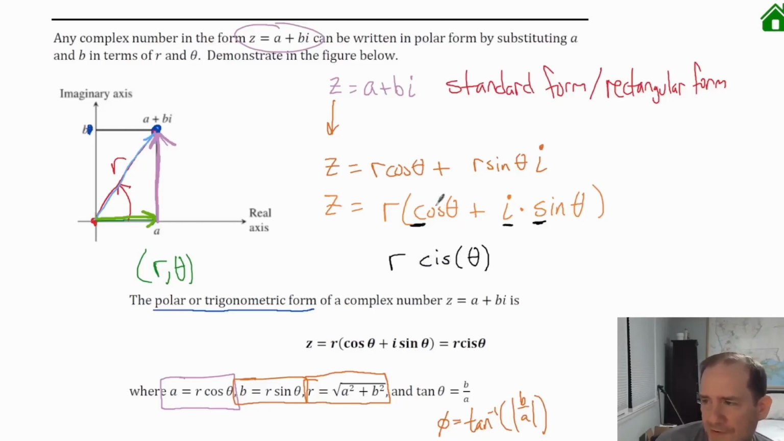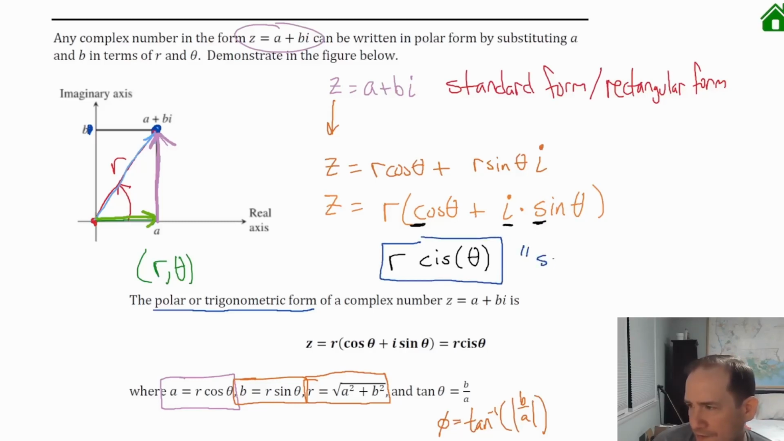And again, don't get caught thinking that cis is some new trigonometric function. It's not. There's still only 6 trigonometric functions. Cis is just a shorthand, an abbreviation of cosine i sine. And again, I pronounce it cis. Some people pronounce it kiss. You can call it whatever you like.